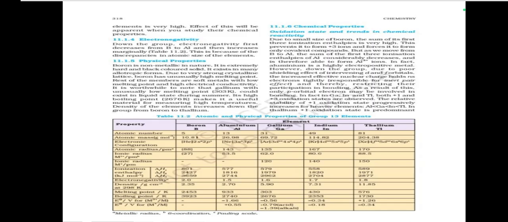Chemical properties, oxidation state, and trends in chemical reactivity. Due to small size of boron, the sum of its first three ionization enthalpies is very high. This prevents it from forming +3 ions and forces it to form only covalent compounds. But as we move from boron to aluminum, the sum of the first three ionization enthalpies of aluminum considerably decreases, and it is therefore able to form aluminum tripositive ions.